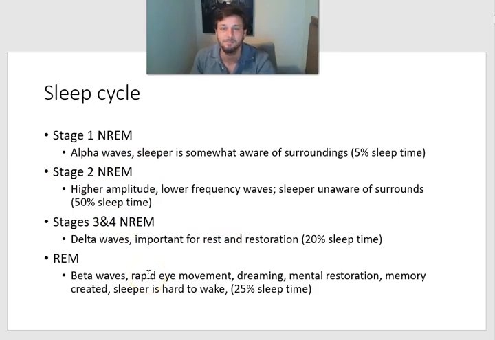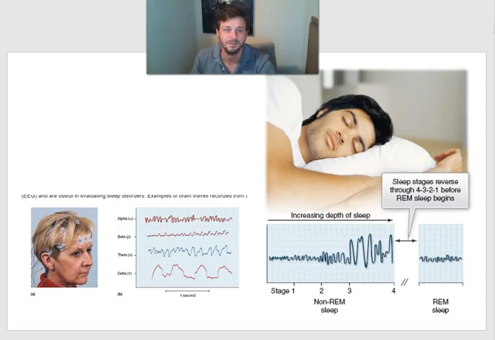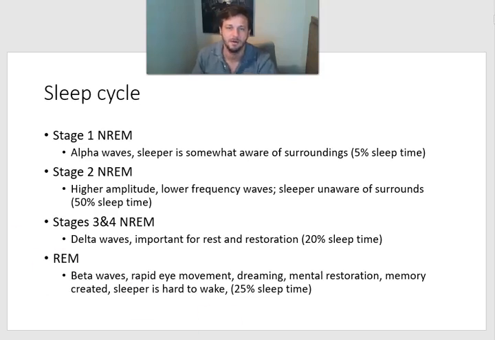And then we get into stage 3 and 4 where you see delta waves. These are really tall, really slow waves. And these waves are very important in rest and restoration. There are studies that show if you wake somebody up in delta, like they are in stage 3 or stage 4, this deep sleep, they don't feel rested and their body doesn't feel restored, right? And you spend about 20 to 25% of your time in stage 3 and 4, in this deep sleep. And then you get into REM sleep.